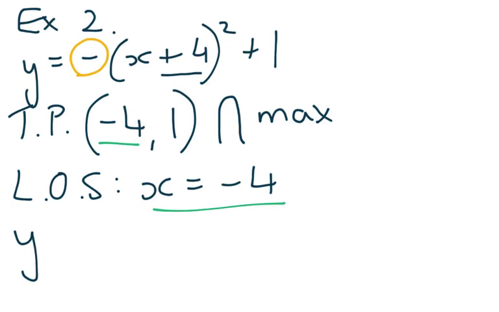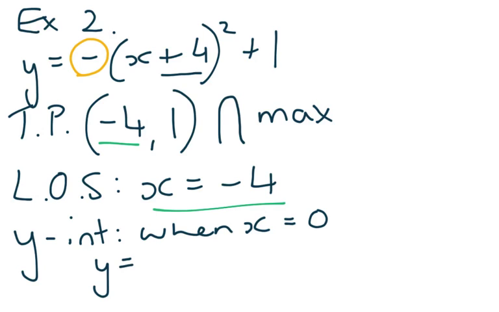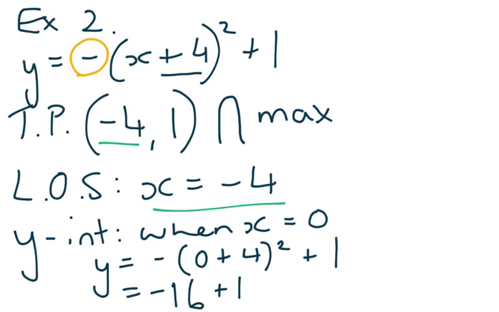And lastly, our y-intercept is when x is 0. So when x is 0, we put into our equation, we've got the negative out the front, which means -1, and we have 0 plus 4 all squared plus 1. Now, negative out the front, so then we've got 4 squared is 16, so it actually becomes -16 plus 1. So our y-intercept is (0, -15).